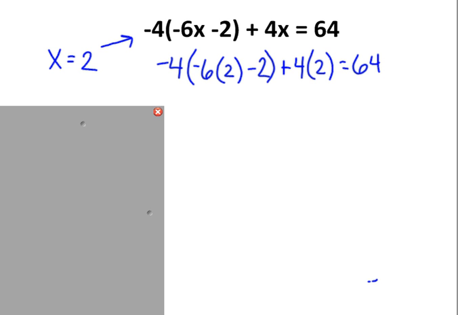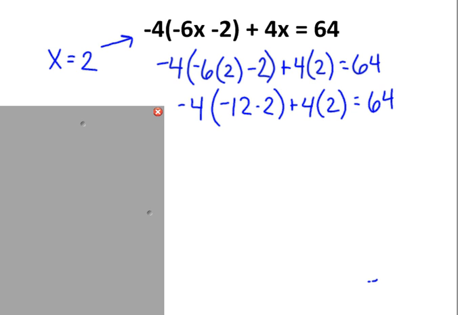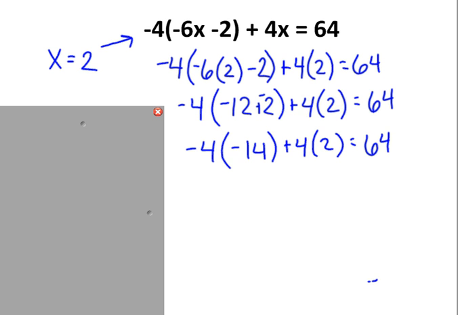Again, I have to remember my rules, PEMDAS, and my rules of integers. So I'm going to start with the parentheses. -4 times -6 times 2 is -12, and I bring everything else down. I still have numbers to work with inside of the parentheses. I remember the rule for subtraction is keep the first number, change. So -12 plus -2 is -14, plus 4 times 2 equals 64.